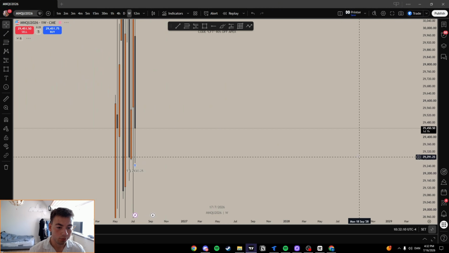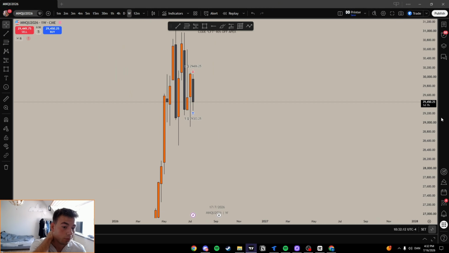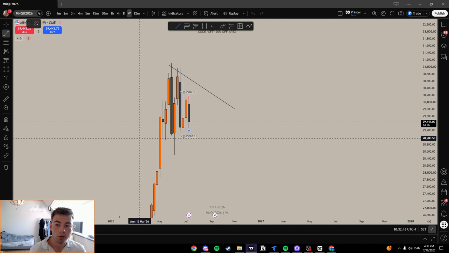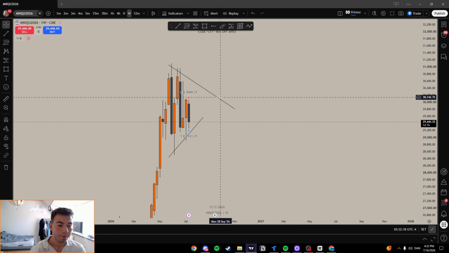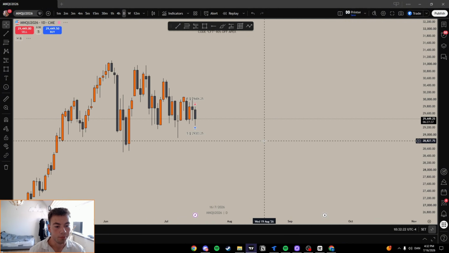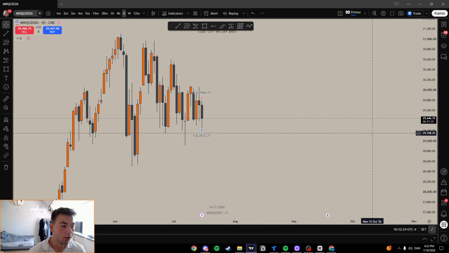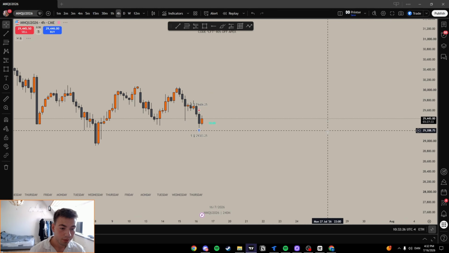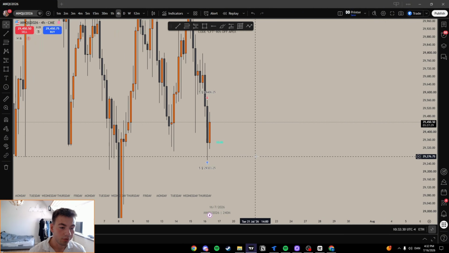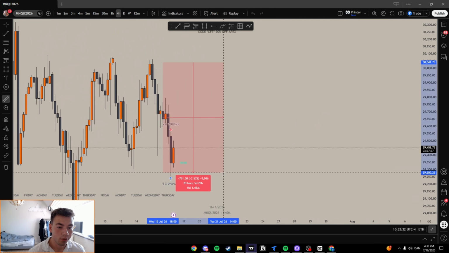If we start on the weekly, we don't really have anything on the weekly because we're just kind of chopping around in this range right now, so that's not very ideal. So we can't really determine a bias based on the weekly time frame. The same with the daily chart, it's just straight up chop. So let's look at the 4-hour chart. What does that tell us? We are clearly in a downtrend right now.